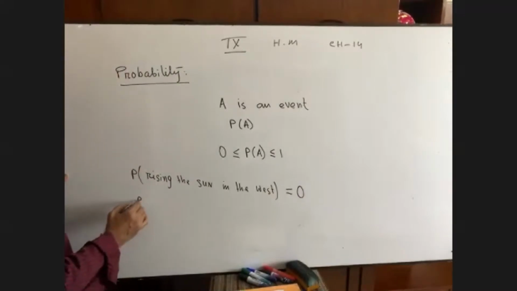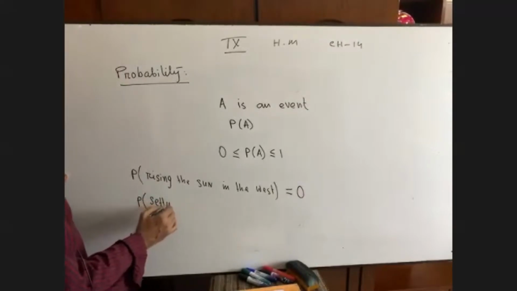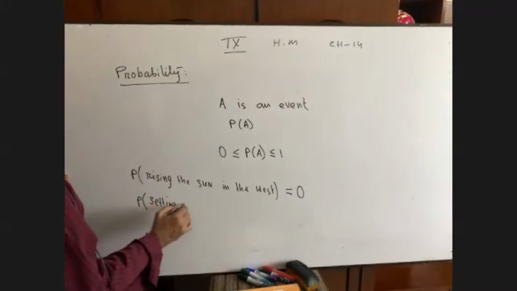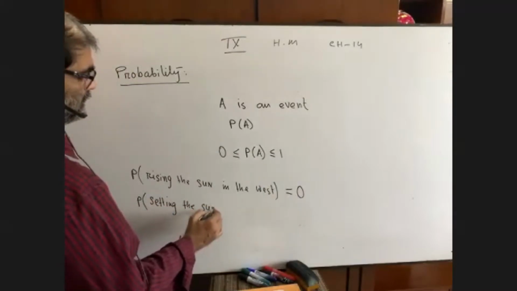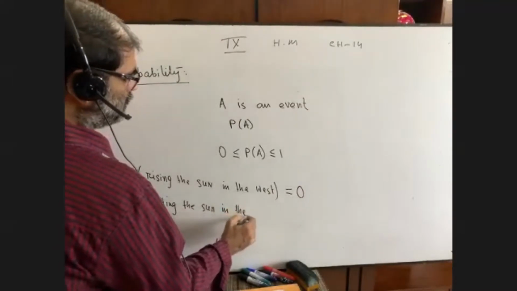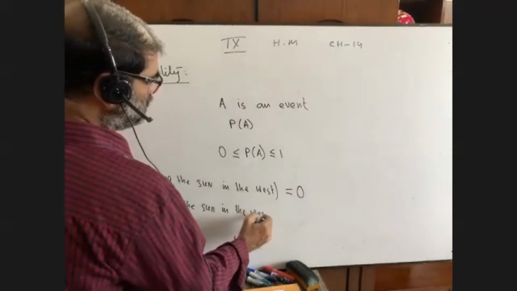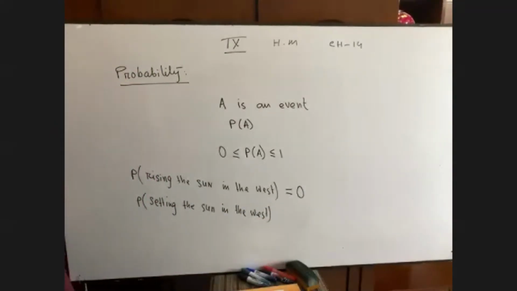Probability of the sun setting in the west. Is it possible that the sun sets in the west? Yes, sir, it is a universal truth.